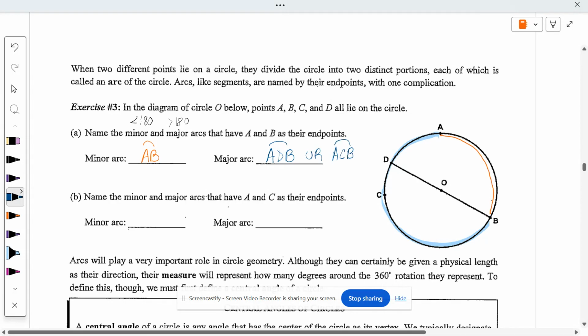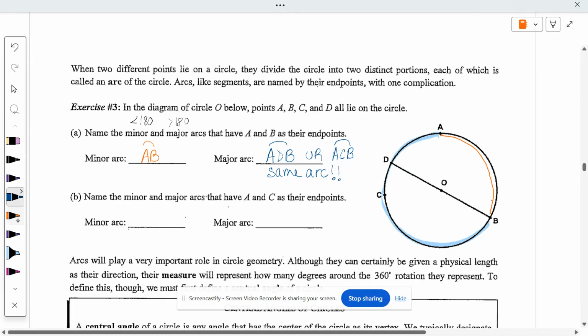So what's the complication? When you have more than 3 points within an arc, you just have to choose the two endpoints and 1 point that lies in between them. So arc ADB and arc ACB are the same arc. These are actually representing the same arc.